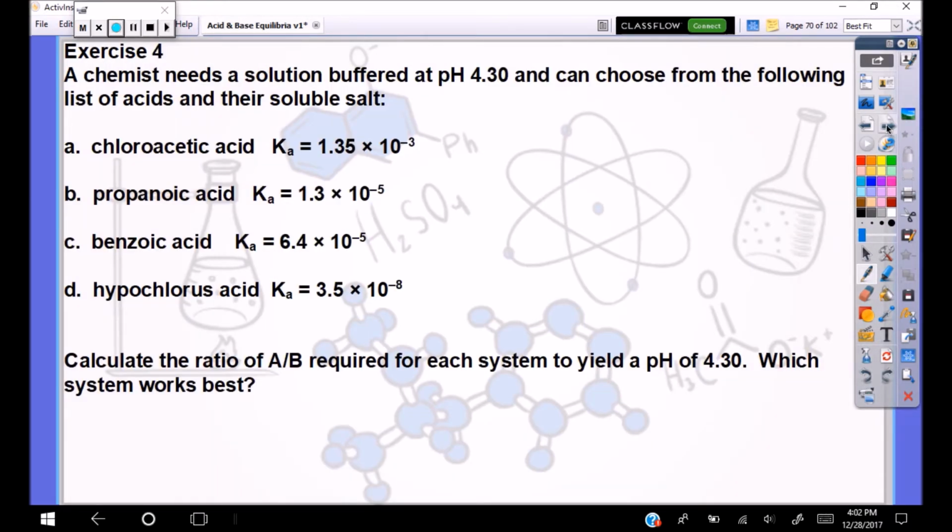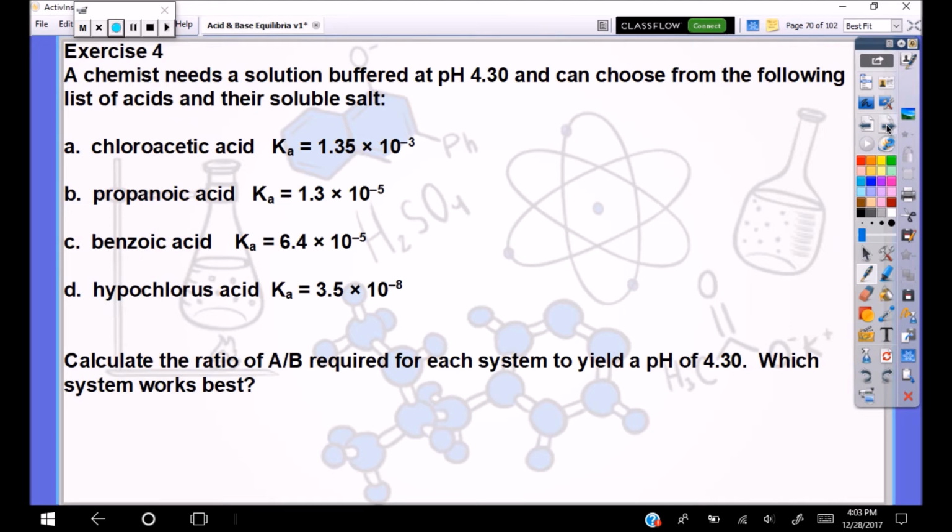All right. A chemist needs a solution buffered at a pH of 4.30 and can choose from the following list of acids and their soluble salt. Calculate the ratio of acid and base required for each system to yield a pH of 4.30, and we want to know which one works best. Okay. Well, here's the deal. If you look at each of these Ka values, the one where the ratio is closest to 1 is going to be the best one for maintaining our pH, right?